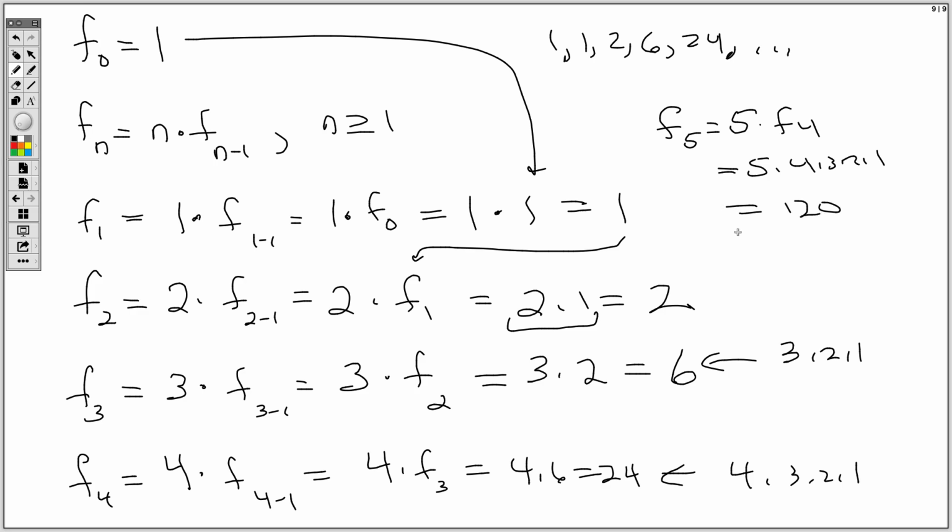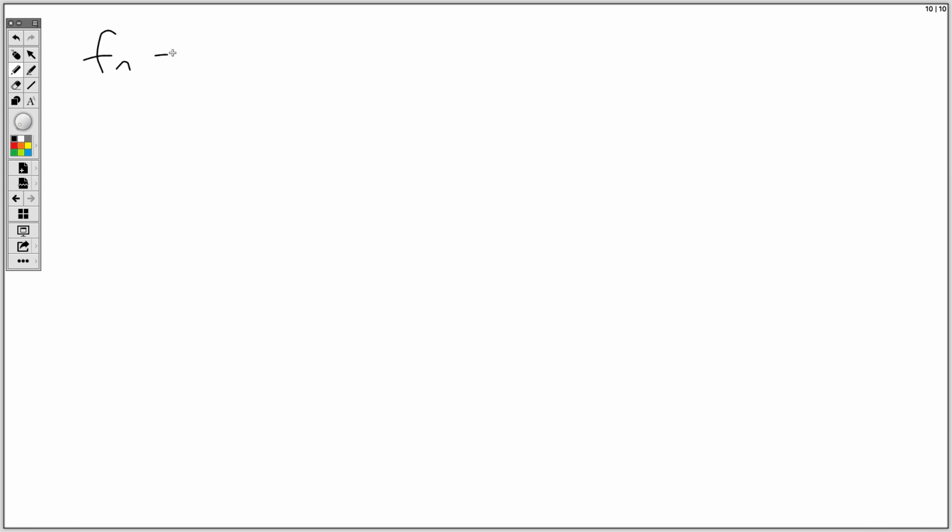Okay? So this sequence is actually a very famous sequence, and it's going to get a lot of mileage for us next week. This is called the factorial sequence. So f sub n is called the factorial sequence, and it's usually denoted by n with an exclamation point. So n, right? Because you're excited about it.